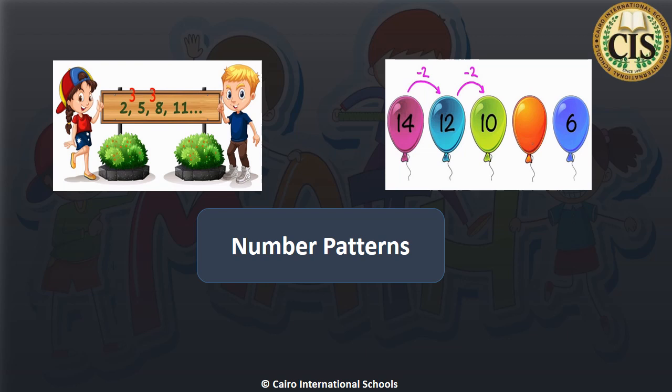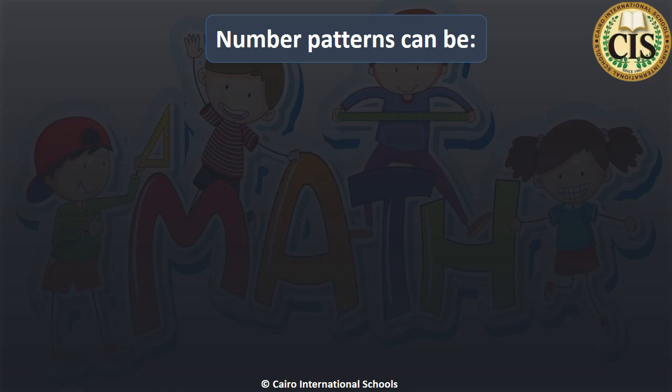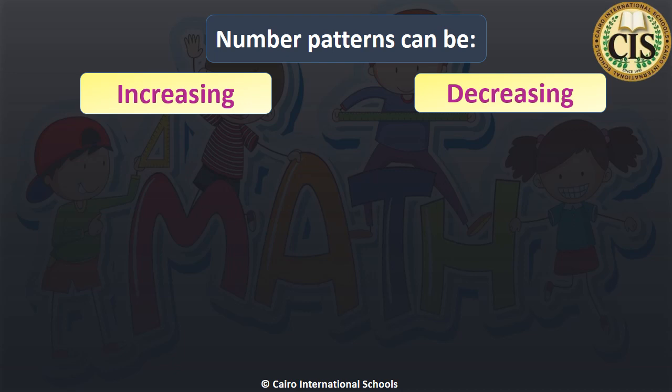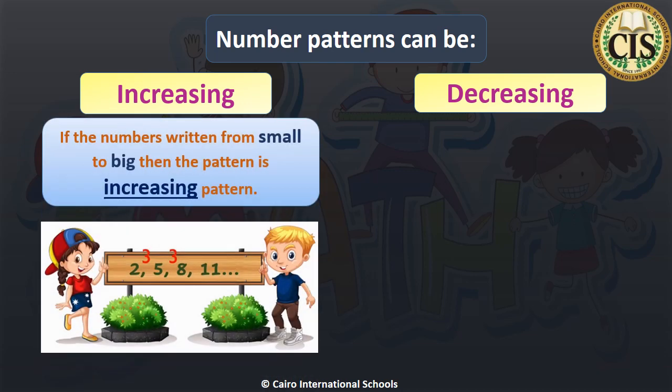Here we start with the second topic in chapter 8, which is number patterns. Number patterns can be increasing number patterns or decreasing number patterns. In increasing number patterns, if the numbers are written from small to big, then the pattern is an increasing pattern. From small to big, it's an increasing pattern, like 2, 5, 8, 11. Numbers are getting bigger, getting larger, so it's an increasing pattern.